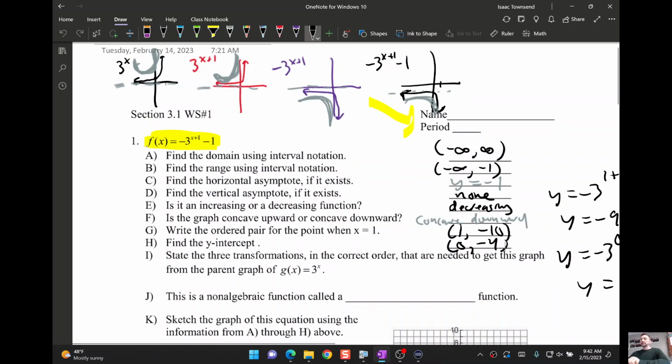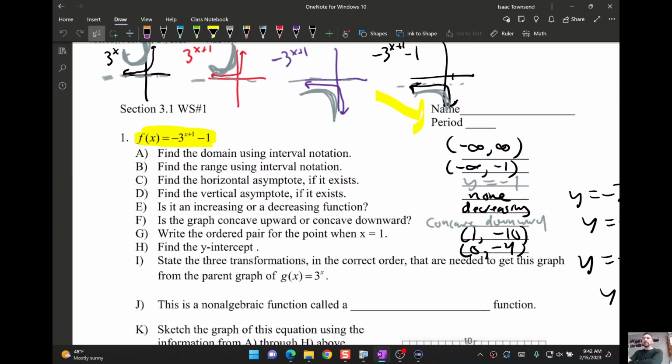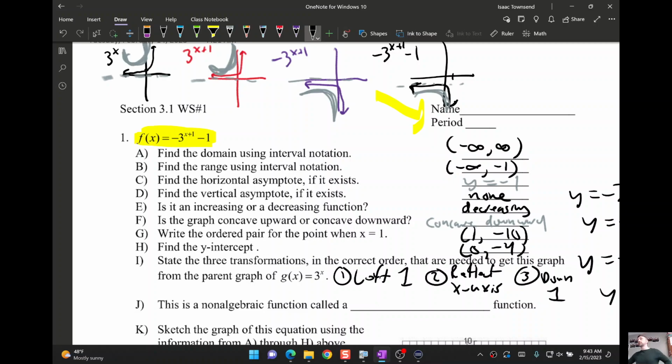It also asks about the transformations, but I already did that. I started with this, realized that first it should go left 1, so I sketched that. Second, I realized that it was reflected over the x-axis, so I did that. And then the last transformation I did was to shift it down 1. So I've already thought about it, I just didn't write it in words.